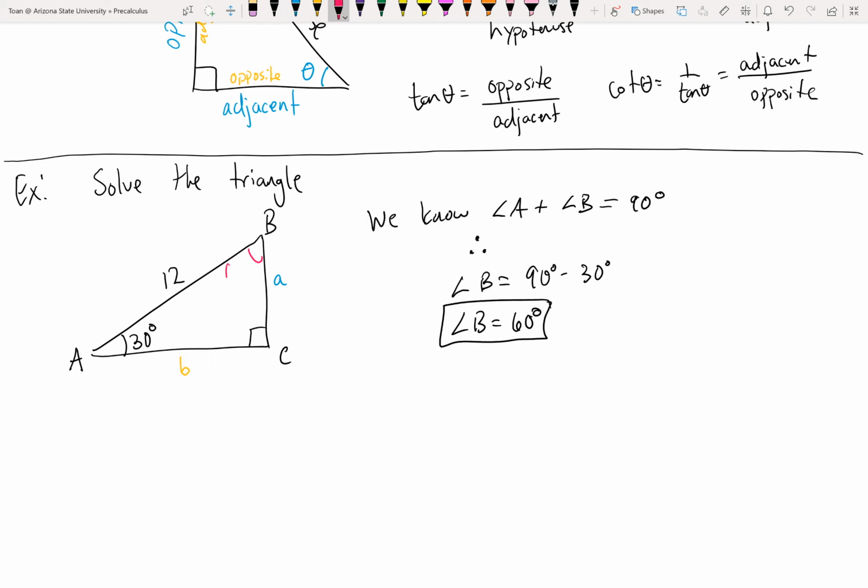So that's the first bit. That should have been the easy part. Now I'm going to look to solve for a and b. Typically, you do not want to solve for both unknowns at the same time.